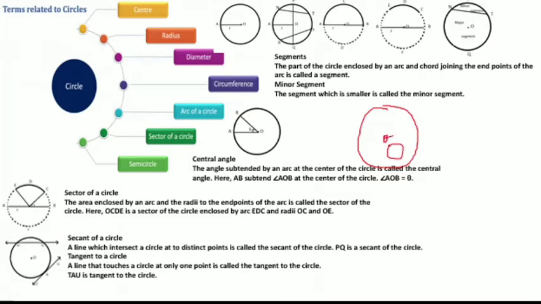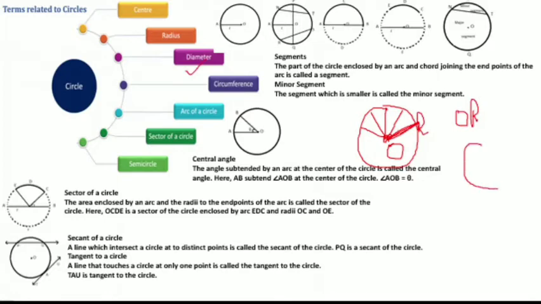The center of a circle is always at equal distance from the boundary of a circle. Wherever we go, it is always at equal distance. Generally, we name the center as O. Now, what is the radius? Radius is the distance from the center to the boundary of a circle. I am naming it as OR. OR is a radius.